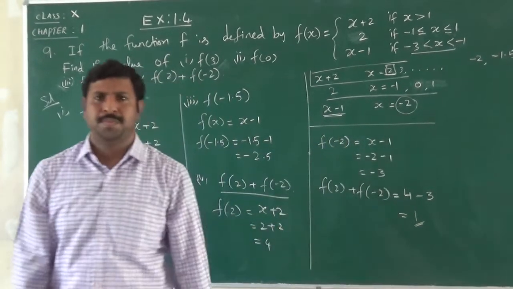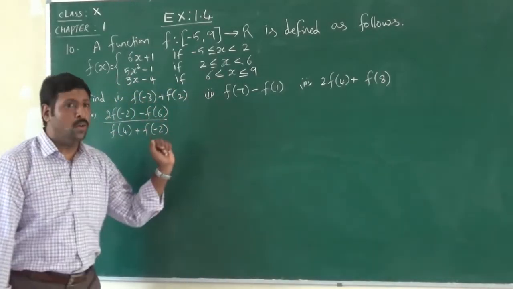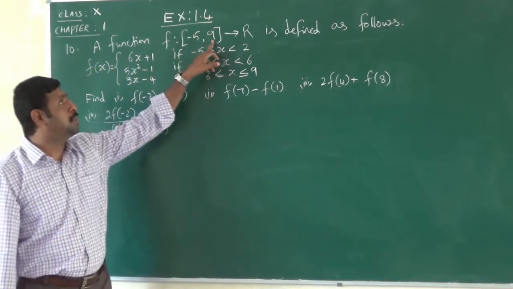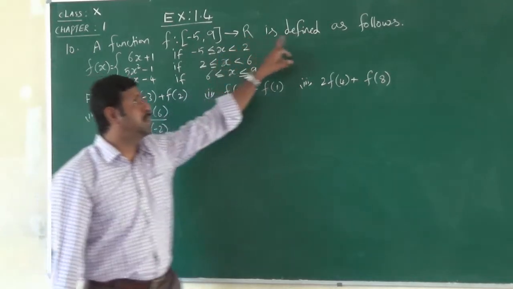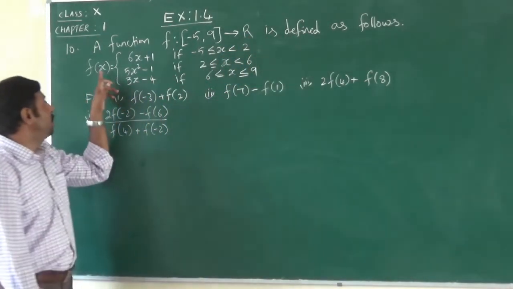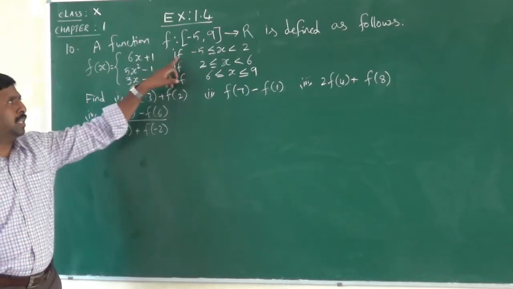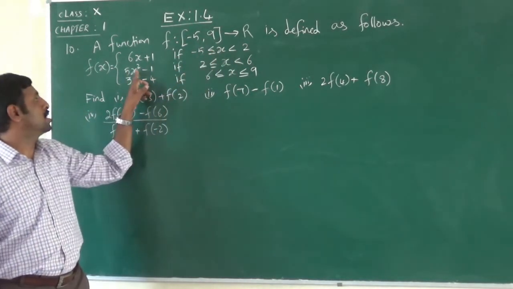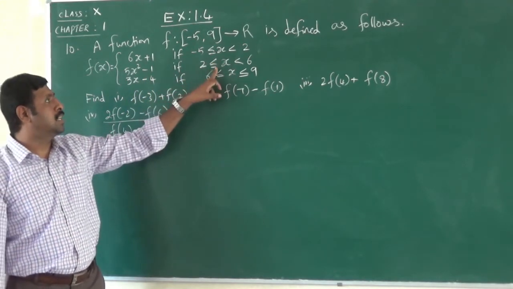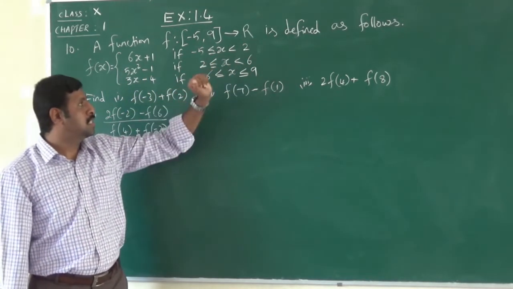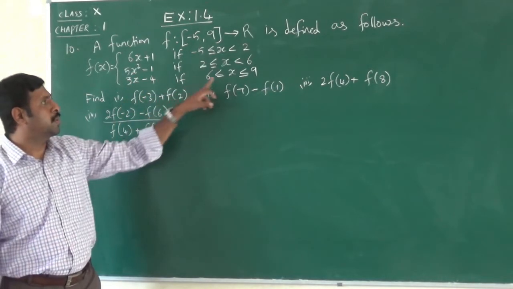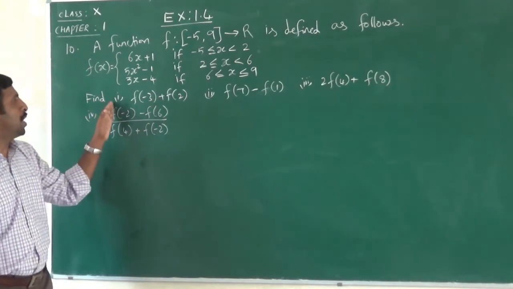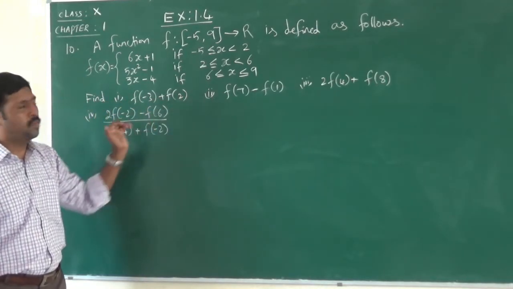That is the answer. Hi students, exercise number 1.4, question number 10. A function f from minus 5, 9 to the real numbers R is defined as follows. The function f of x is given as 6x plus 1 if x is greater than or equal to minus 5 and less than 2, and then 5x squared minus 1 if x is greater than or equal to 2 and less than 6, and then 3x minus 4 if x is greater than or equal to 6 and less than or equal to 9. Here we want to find out the first, second, third and fourth Roman numbers.